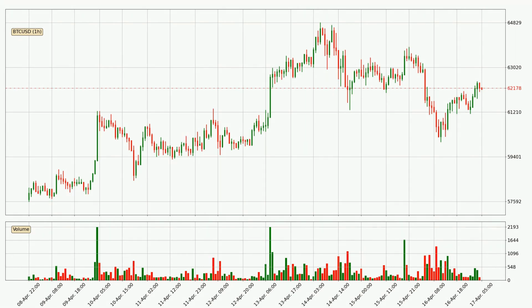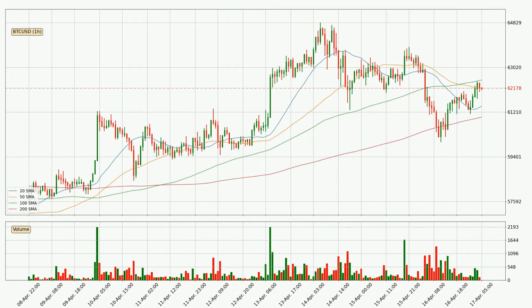Looking at the Bitcoin hourly time frame, the price moved only slightly to the upside with around 0.6% in the last 24 hours, with a current price of $62,178. Jumping to the hourly simple moving averages, at the moment, the price is between the 50 and the 100 SMA. If the price bounces off the 50 SMA, which is currently at 62,175, it could be seen as a support, and the 100 SMA that is at 62,508 could be perceived as a resistance to the upside.